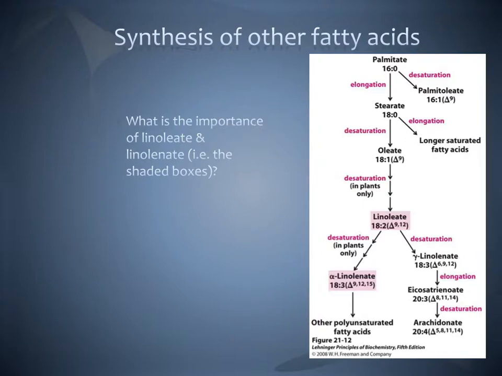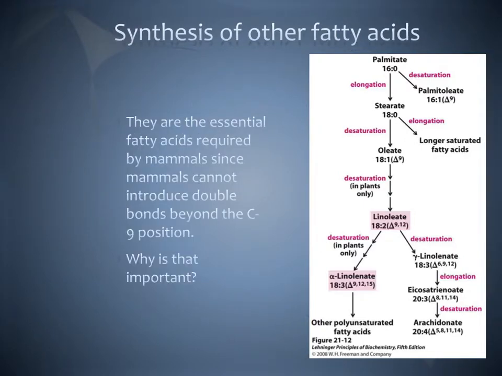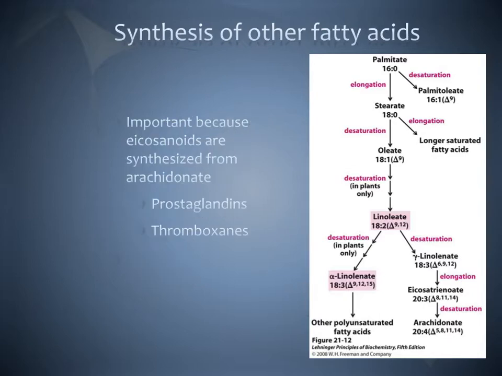Okay. So just to reiterate, they're the essential fatty acids. We mammals cannot make them. The reason why they're important is because eicosanoids come from arachidonic acid. Right? Those are prostaglandins and thromboxanes.